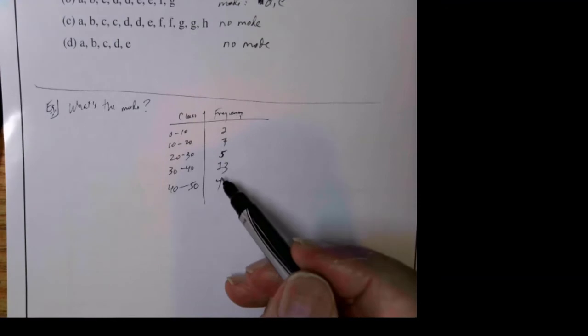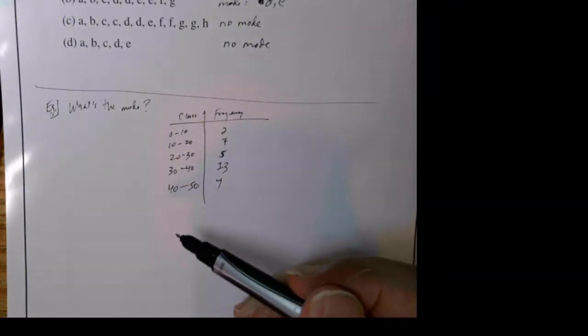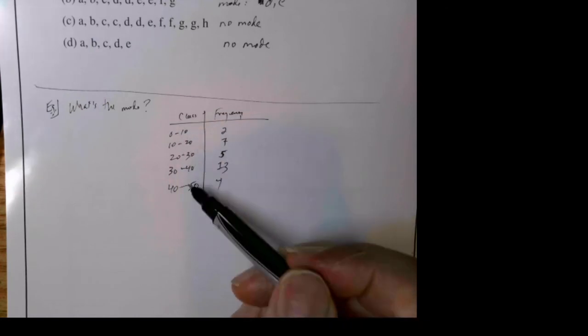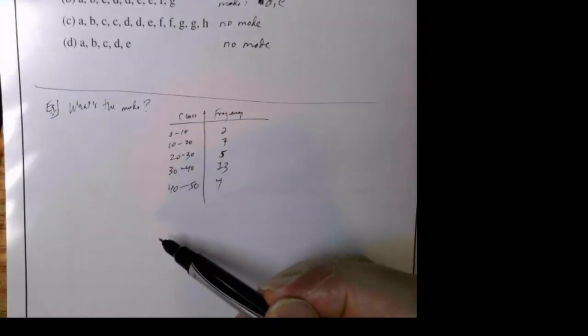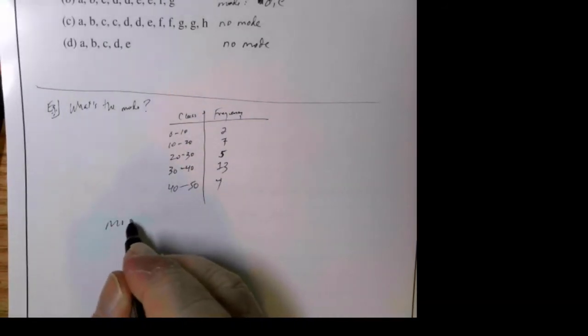Okay, here's another one. Here is some data represented in a frequency distribution, with classes or categories rather than individual data values. When you have this kind of situation, the mode is still the class with the highest frequency. So the mode here is the class 30 to 40, because that's got a higher frequency than any of the others.